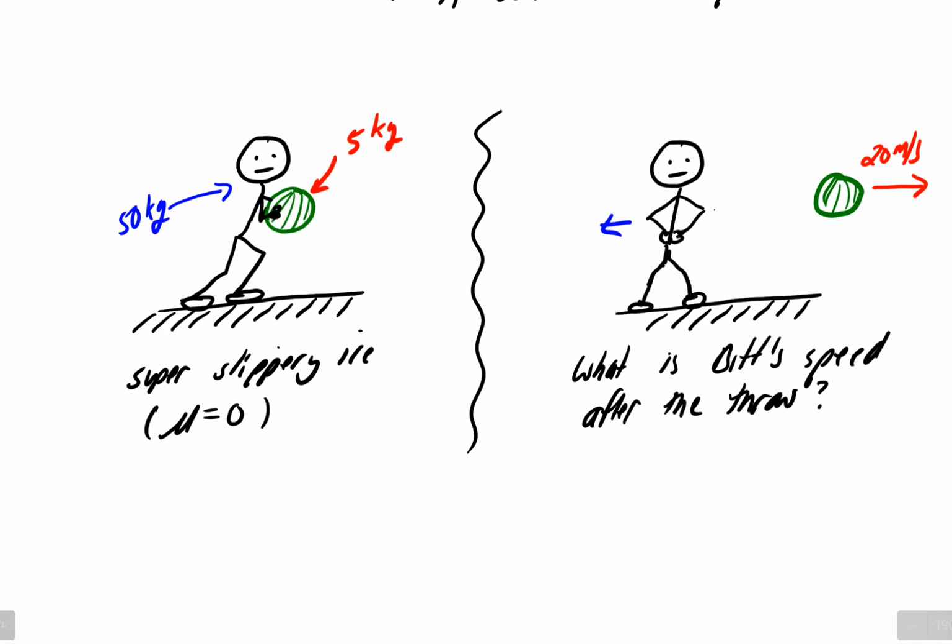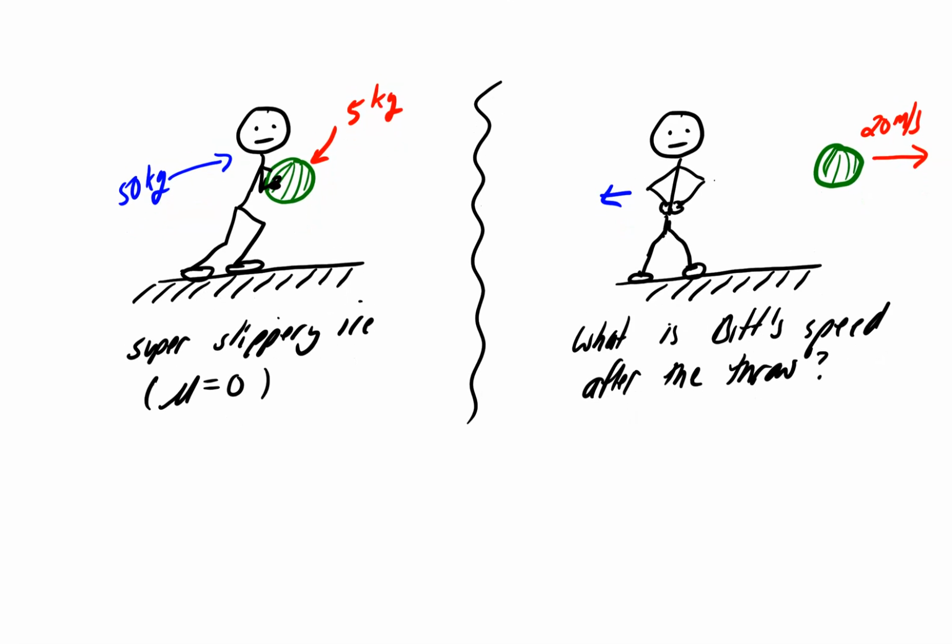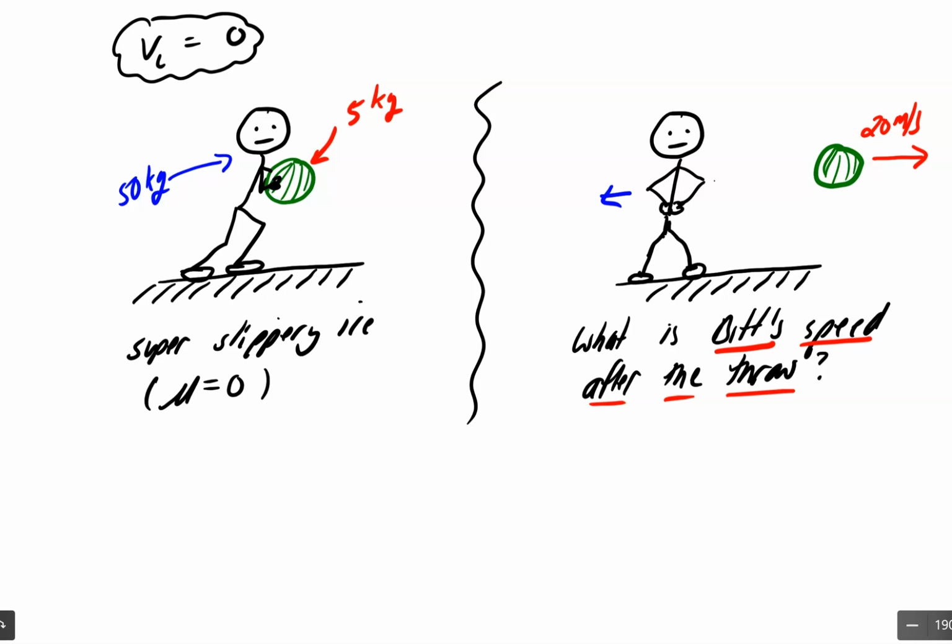Now, what ultimately is the question I want to answer using conservation of momentum? And that is, what is Biff's speed after the throw? So we know going in that the initial velocity of both Biff and the watermelon is 0.